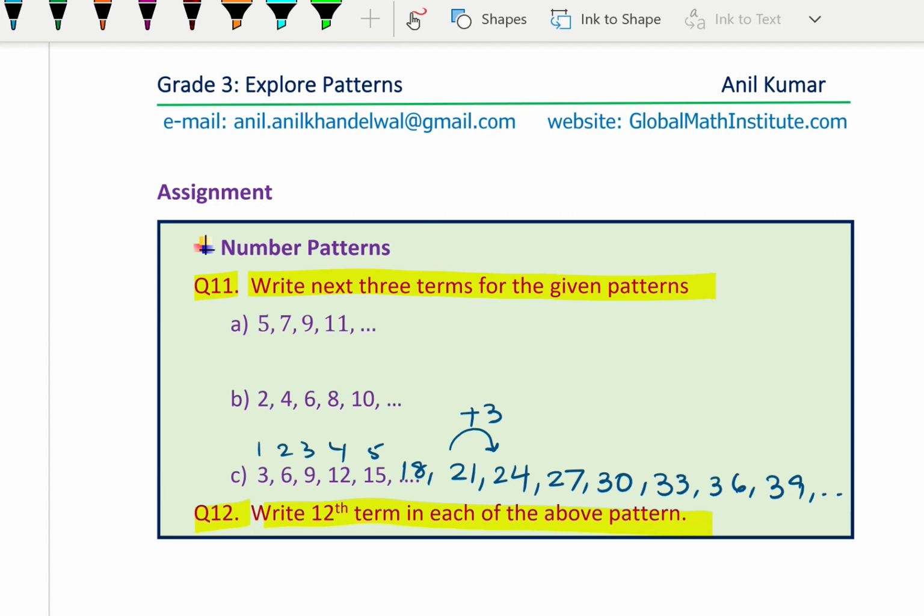But now we are interested in the 12th term. So which is the 12th term for us? Let's count. 1, 2, 3, 4, 5, 6, 7, 8, 9, 10, 11, 12th term. So the 12th term for our pattern C is 36. So here we have 36 as our 12th term, correct? Likewise, you could do the other questions also, correct? So that's a hint for you.